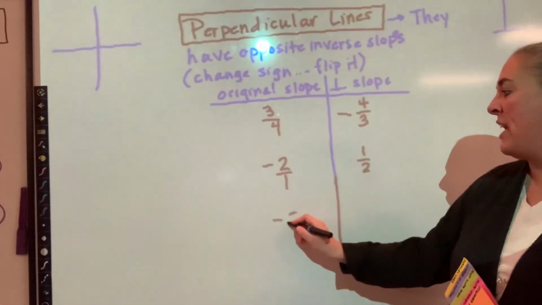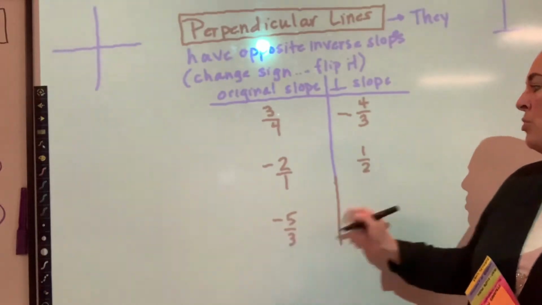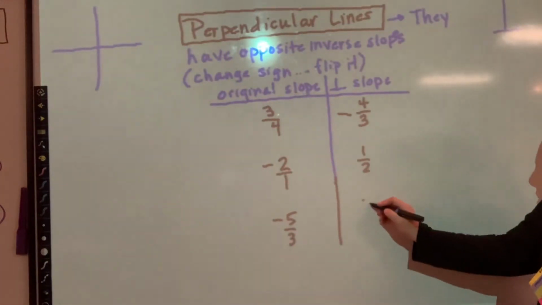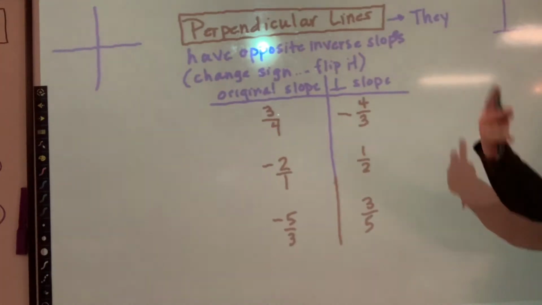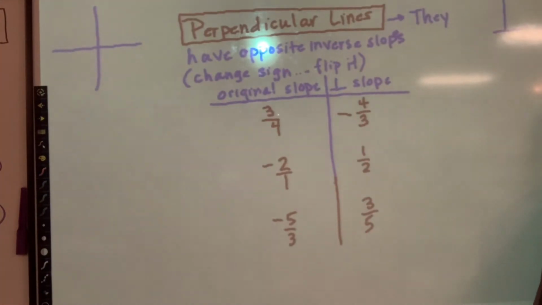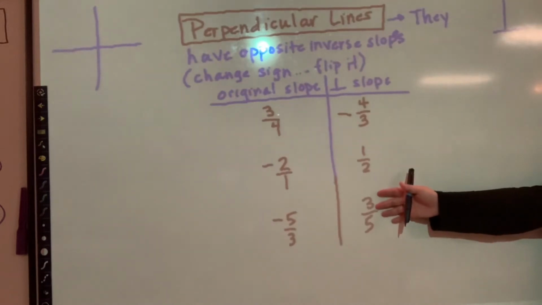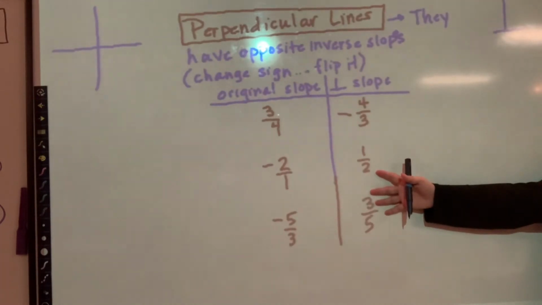So what if it's -5/3? What is our new slope? 3/5. There you go. You got this. Change the sign, flip it. That's the rule. And again, I'm going to warn you, this is going to follow you all the way into geometry as well as pre-calculus.